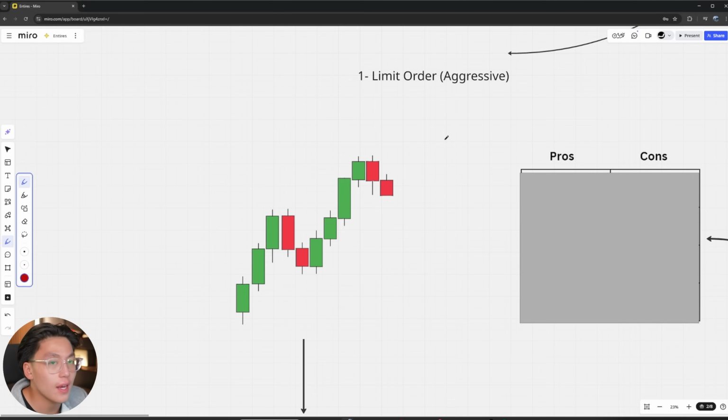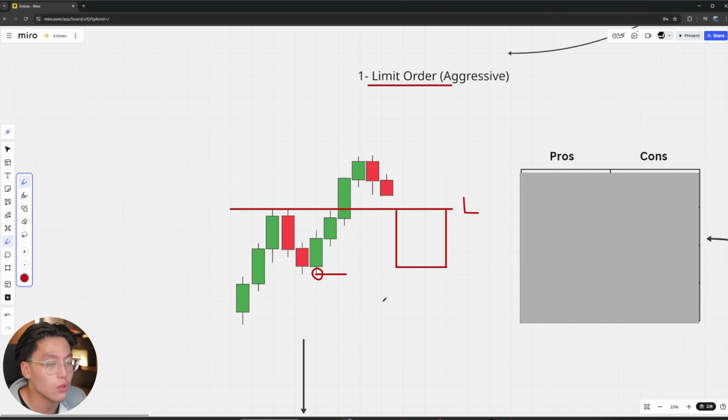The first entry confirmation that we have is our limit order, and the limit order is very self-explanatory. All we're going to do is have a limit order set right at our key resistance now turned into support level. So this is where we're going to have our limit buys, and we're going to have this set right here with a predetermined stop, which in this case is going to be the break of structure, all the way down towards this higher low key pivot point.